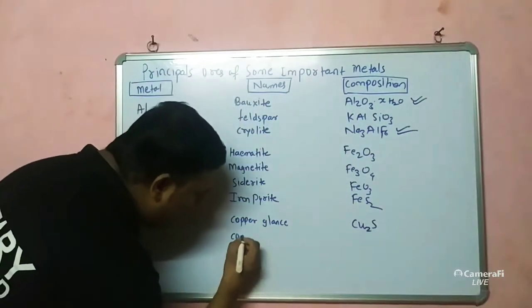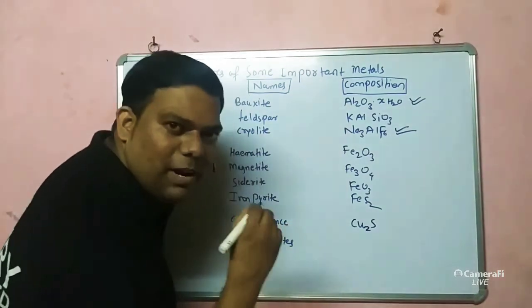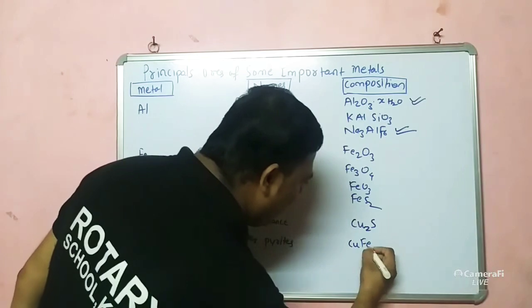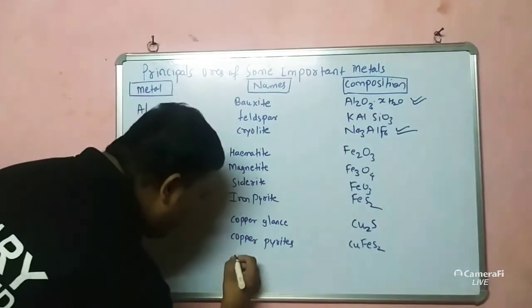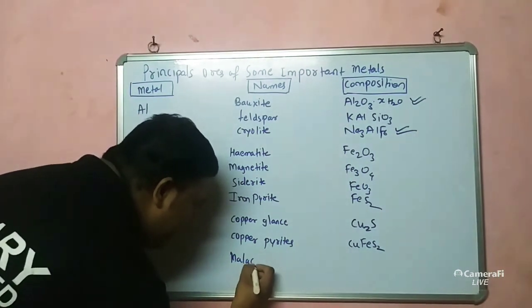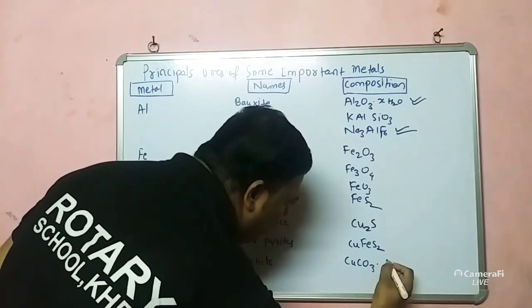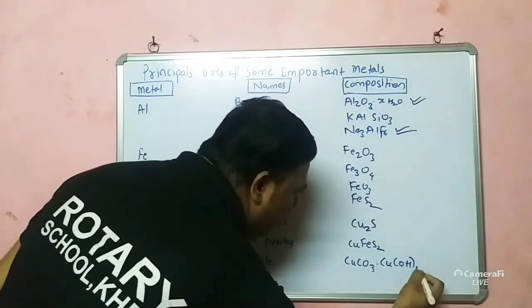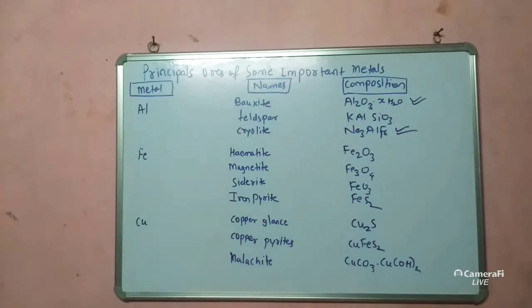Now see here, copper pyrites. Pay attention. Copper pyrites has the formula CuFeS2. Thereafter, yes, malachite. It is related to colors, malachite green and all. It has the formula CuCO3.Cu(OH)2. Okay. So write down all this properly. I hope you understood this clearly.